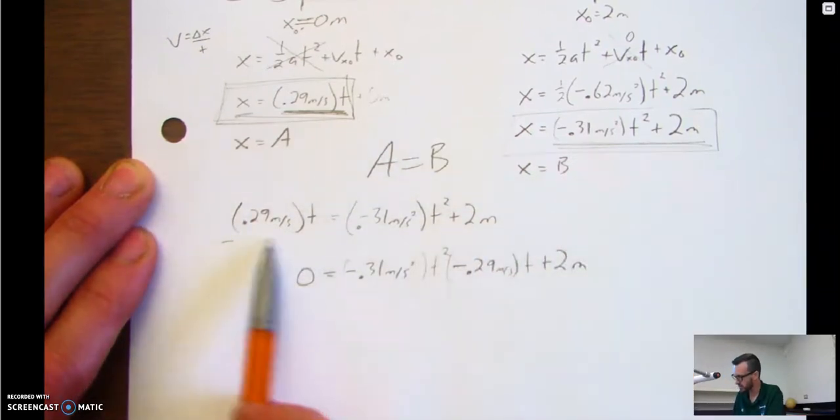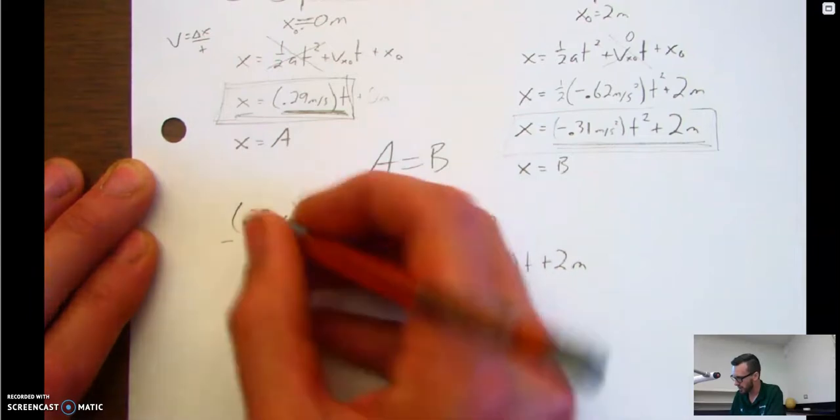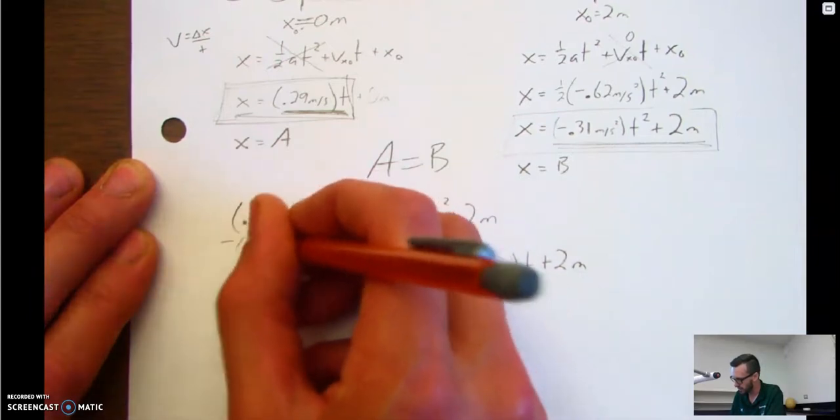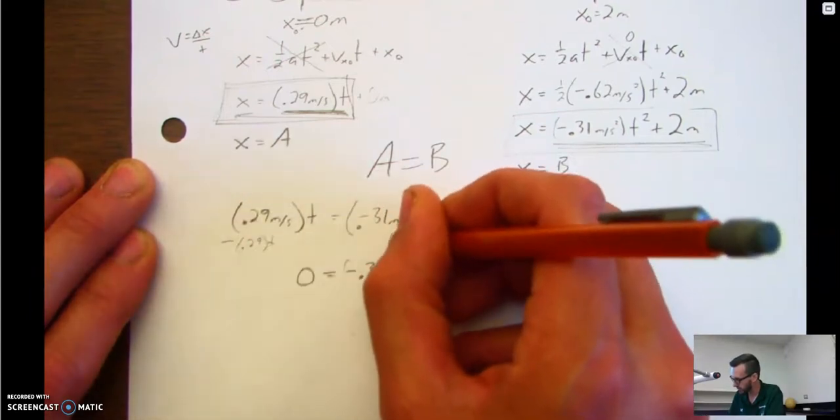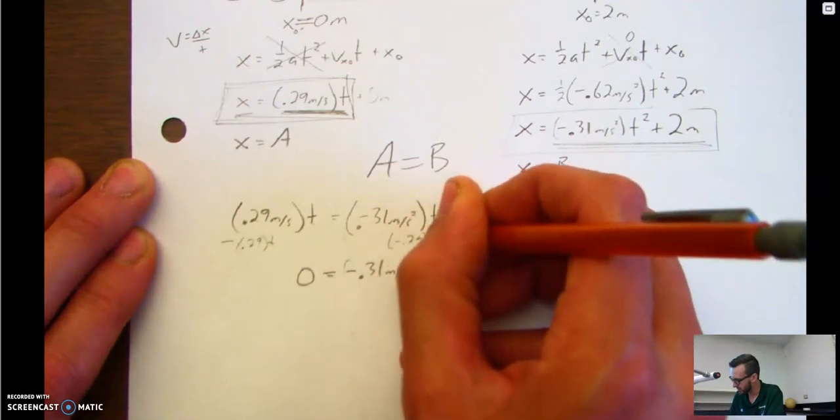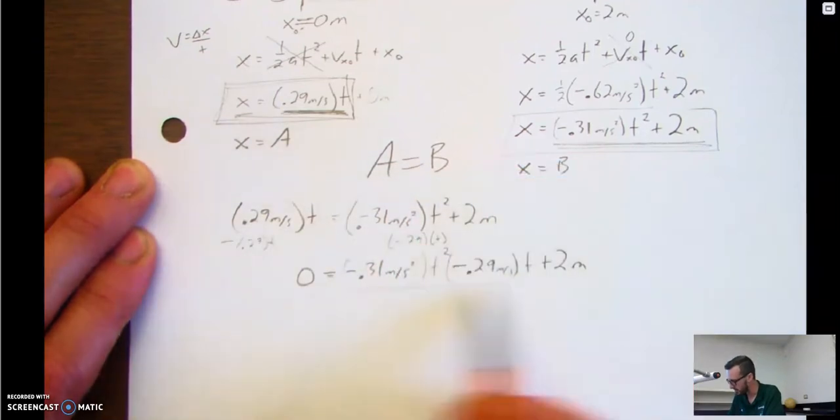All right, so take a moment, make sure you understand the algebra that happened from here to here. All I did was subtract 0.29 times t from both sides. Okay, so that's how we got to this.